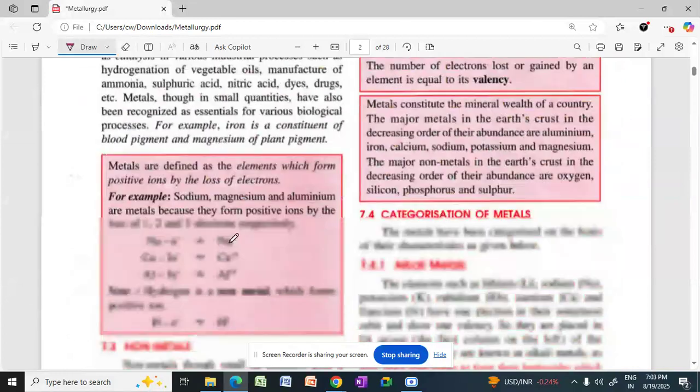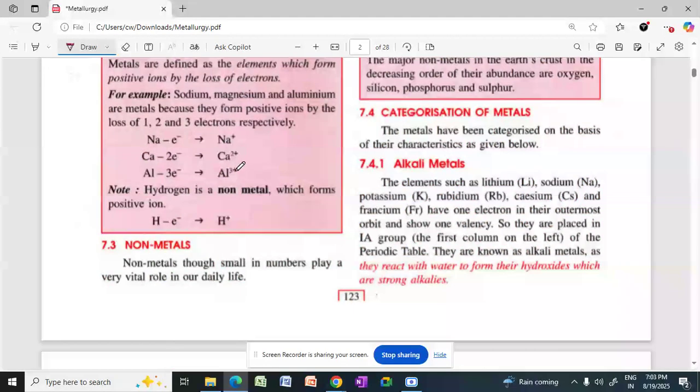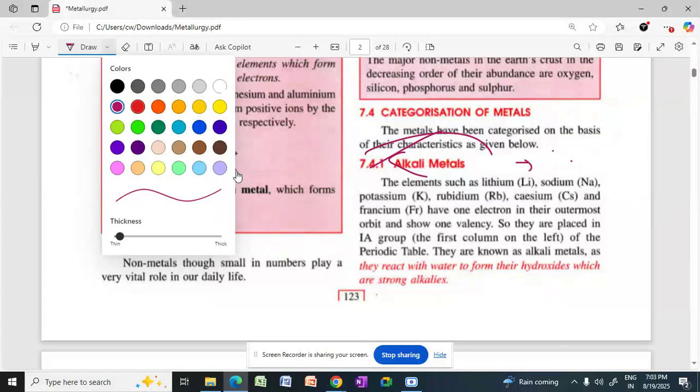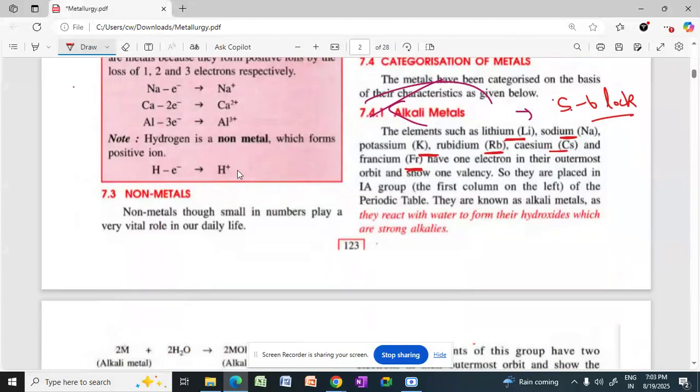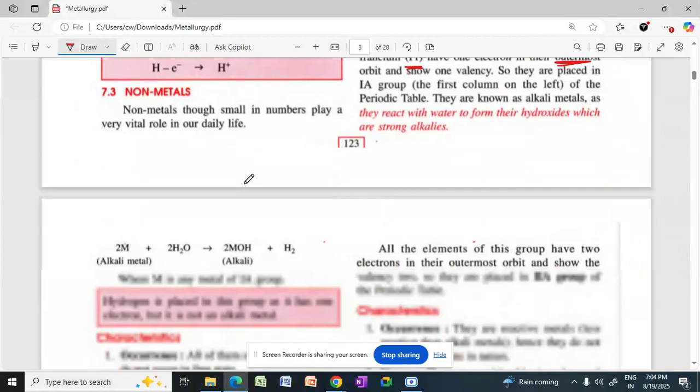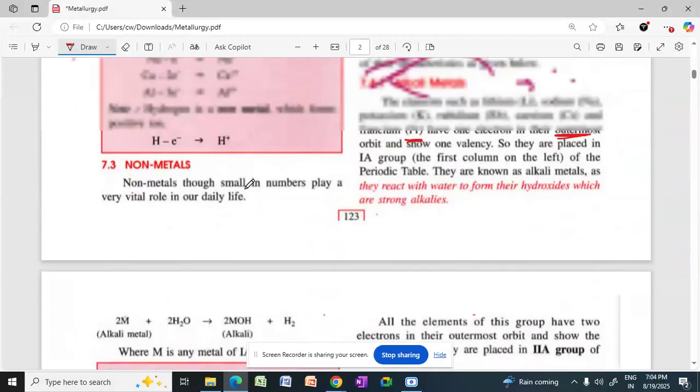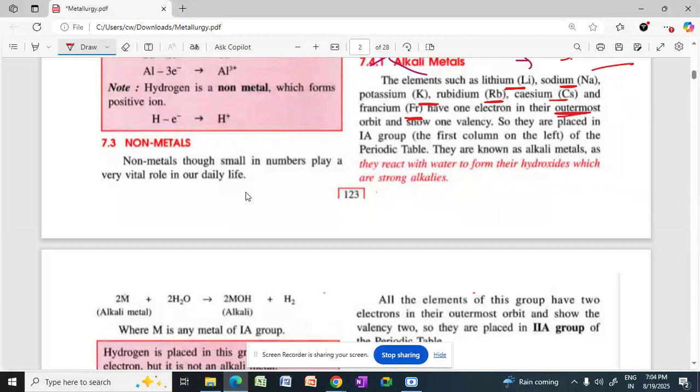Now we will move towards how we are going to extract the metals. Firstly, some basic things are given, like alkali metals. Alkali metals are first group elements in the s block in the periodic table. They are lithium, sodium, potassium, rubidium, cesium and francium. What is special about the alkali metals? They have only one electron in the outermost shell. Their important chemical property is that alkali metals react with water to form hydroxides.